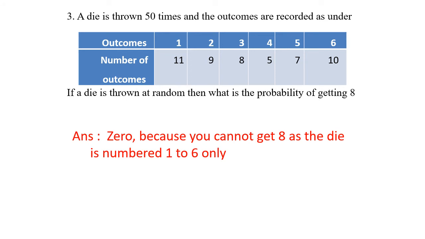A die is thrown 50 times and the outcomes are recorded as shown in the figure. If a die is thrown at random, what is the probability of getting 8? You cannot get 8 because there is no number 8 on the die. The die only has 1, 2, 3, 4, 5 and 6.